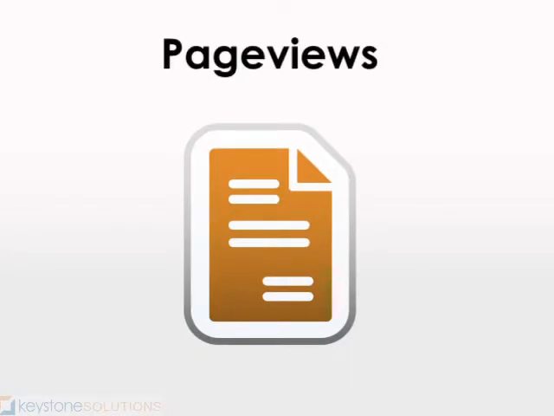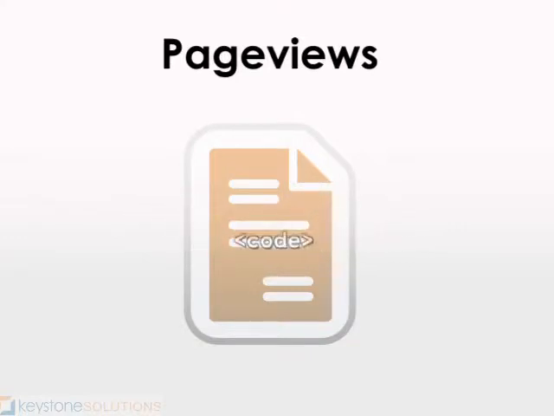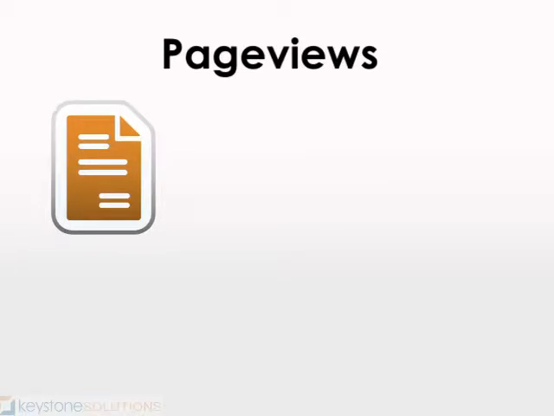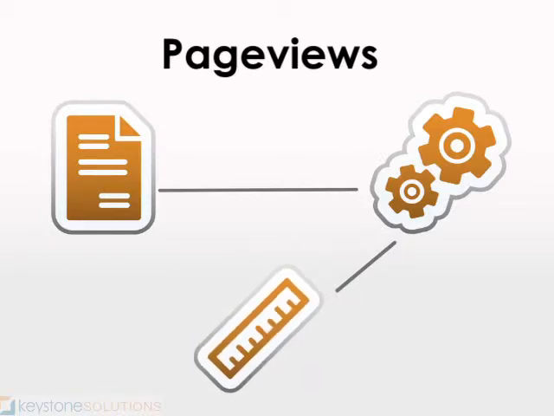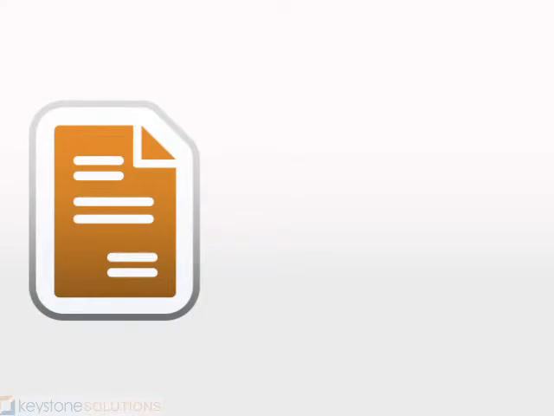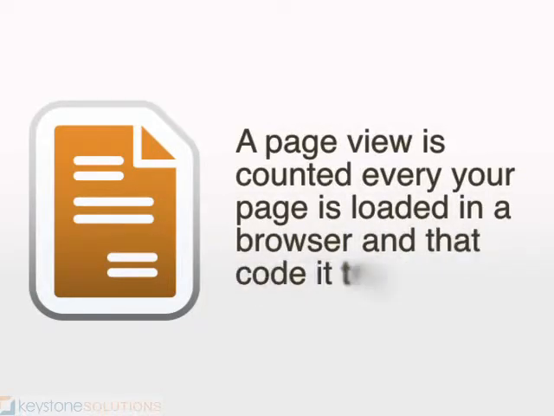Let's discuss page views first. On every page that is tracked, there's a little snippet of JavaScript code. We don't need to go into the specifics of that code right now, but it's important for you to know that it's there. When your page is loaded into a browser, that code is triggered and it collects data and sends it to Adobe to be processed and then delivered to you in Site Catalyst. A page view is counted every time a page that you're tracking is loaded into that browser and that code is triggered.